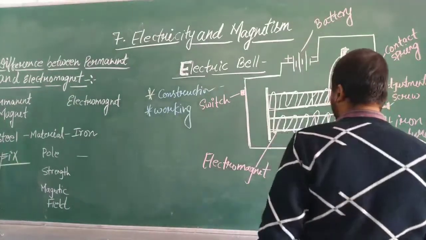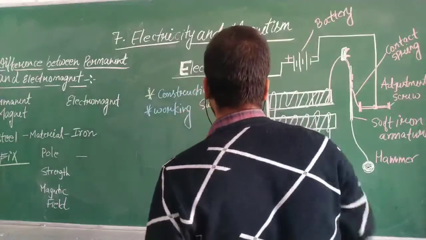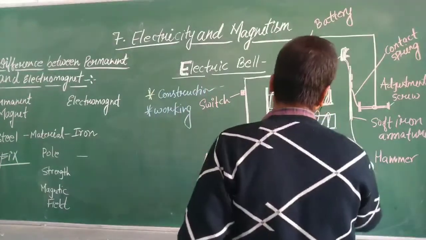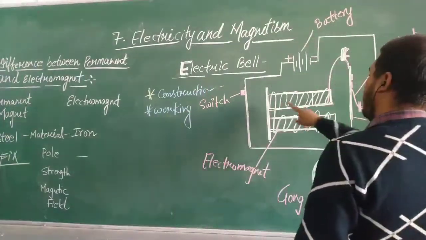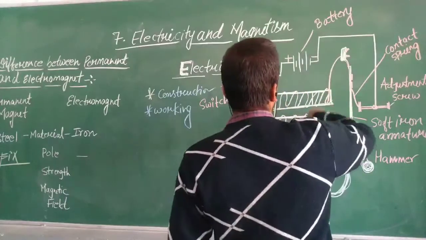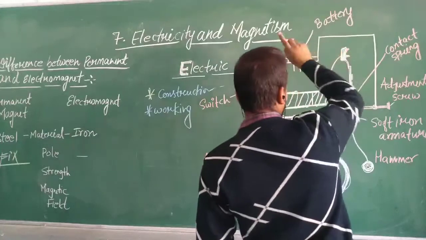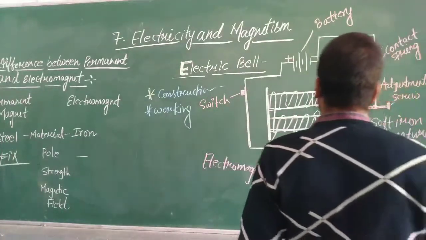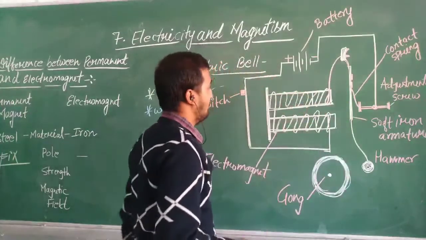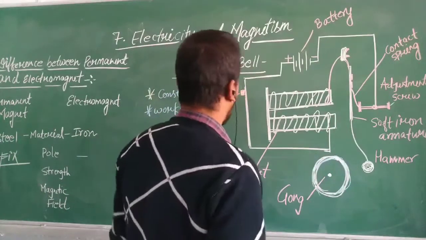Okay. So, the switch controls the flow of current. The hammer will hit the gong to produce the sound. This is the whole construction of the electromagnet. The battery is for the flow of current. This is the negative, this is the positive end. So these are all the construction of this electric bell.